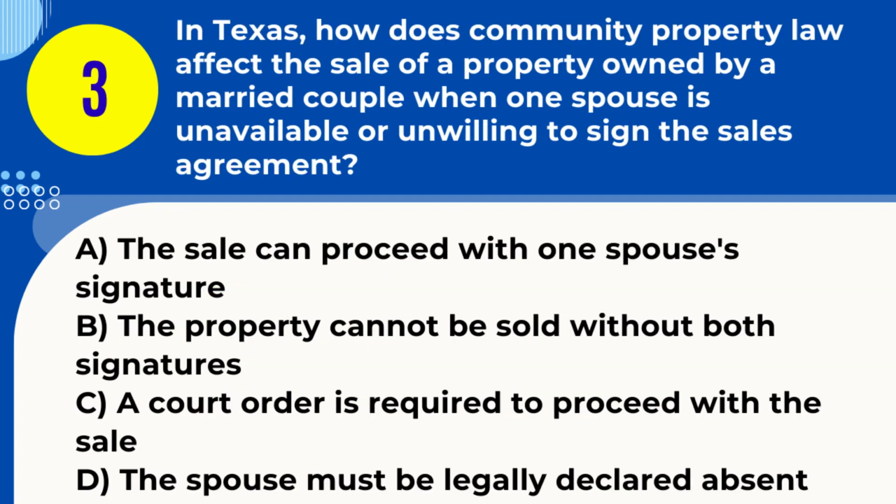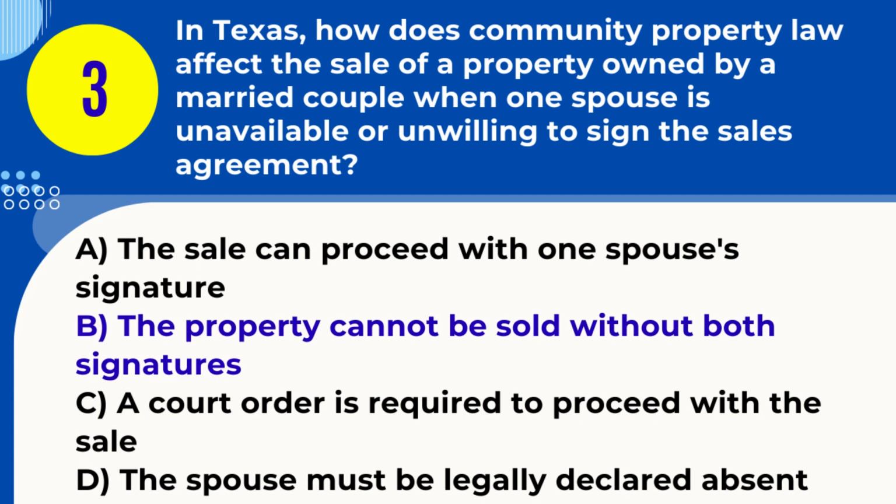Question 3. In Texas, how does community property law affect the sale of a property owned by a married couple when one spouse is unavailable or unwilling to sign the sales agreement? A. The sale can proceed with one spouse's signature. B. The property cannot be sold without both signatures. C. A court order is required to proceed with the sale. D. The spouse must be legally declared absent.